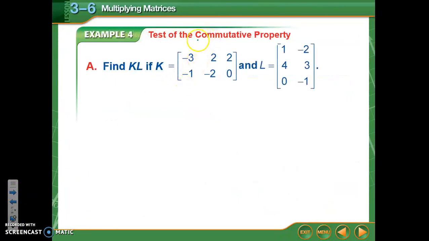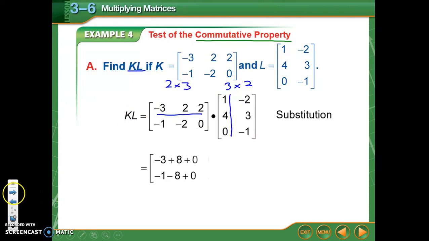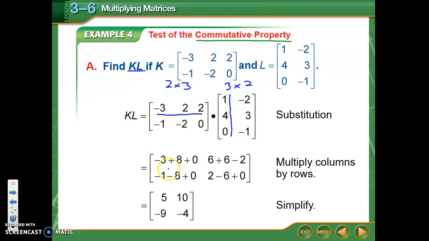Okay, notice here the title of this example is Testing the Commutative Property. So we're going to see if the commutative property is true for matrix multiplication. So here I'm going to multiply K times L, so K first and L second. When I do that, that works because this is a 2 by 3 matrix and this is a 3 by 2 matrix. I'm allowed to multiply because I have 3 elements in my row and 3 elements in my column that will match up.